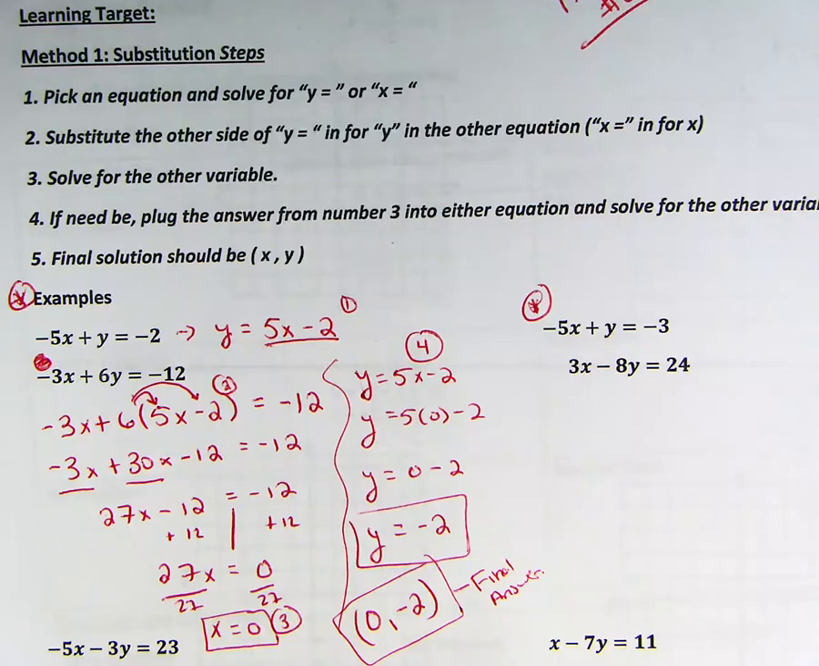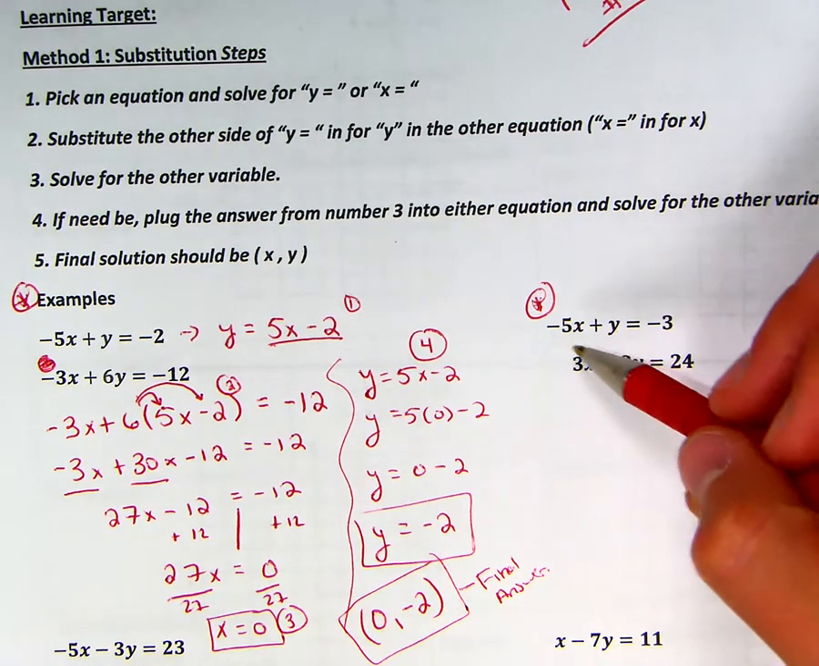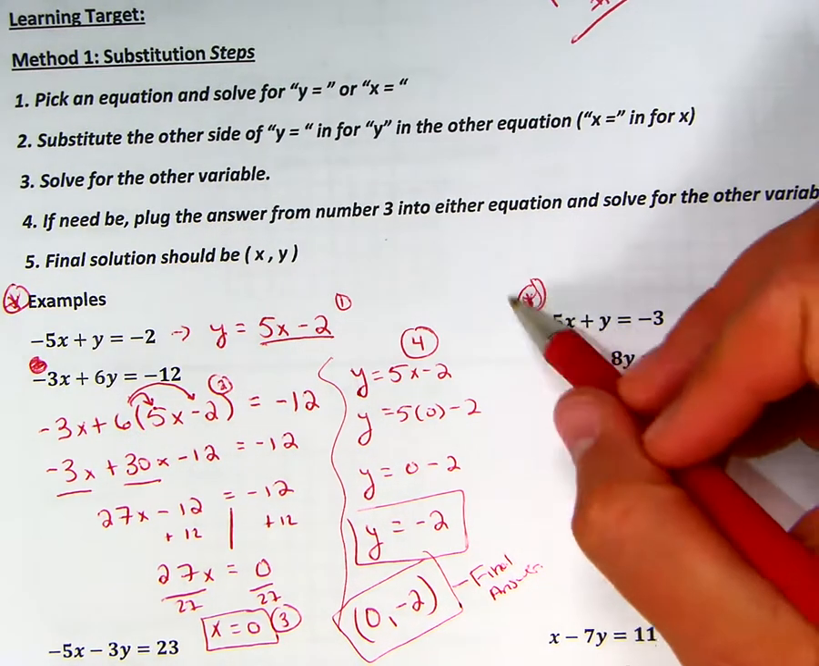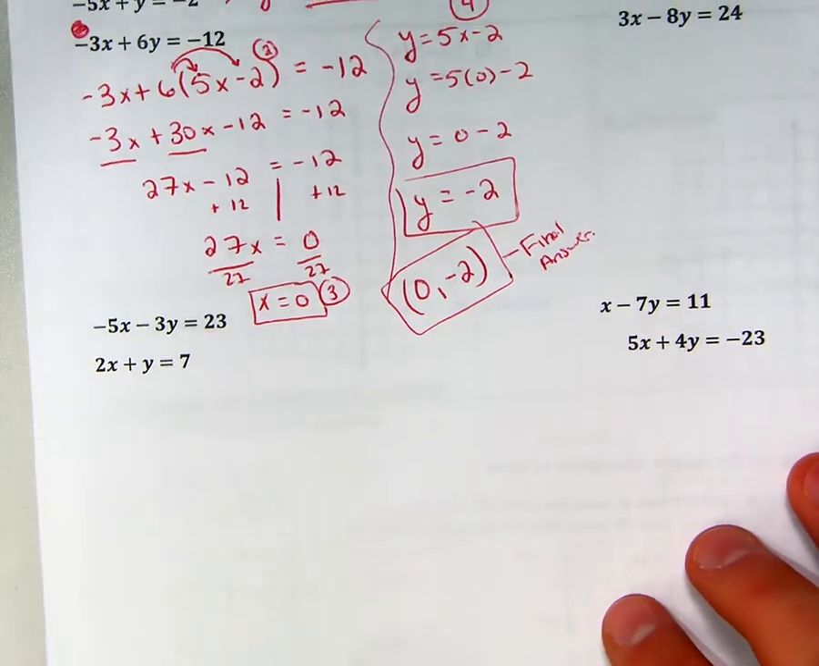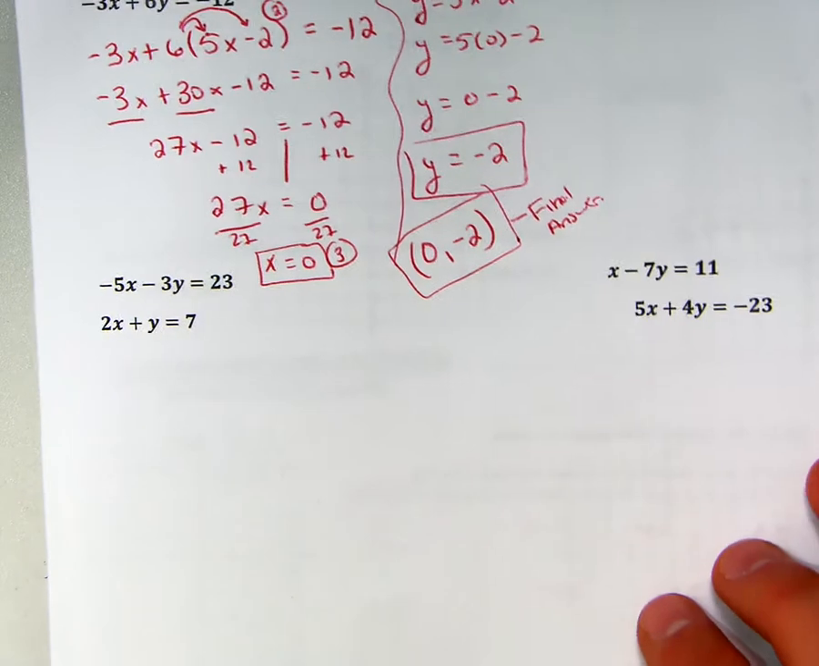This example is a lot like it. We would just add 5x over, so I'm going to give you one that looks a little bit different. Right below it is negative 5x minus 3y equals 23.